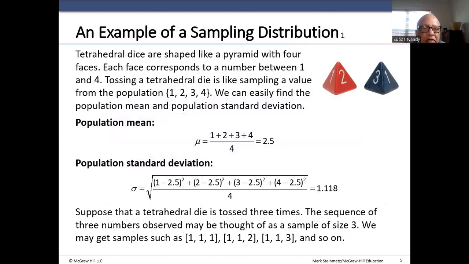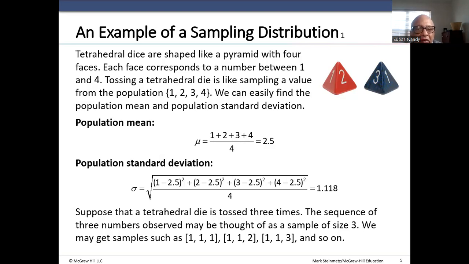So they go through an example. Tetrahedral dice are shaped like a pyramid with 4 faces. Each face corresponds to a number. Tetrahedral means having 4 faces. So 1, 2, 3, and 4. Tossing a tetrahedral die is like sampling a value from the population 1, 2, 3, and 4. Which number will land up?